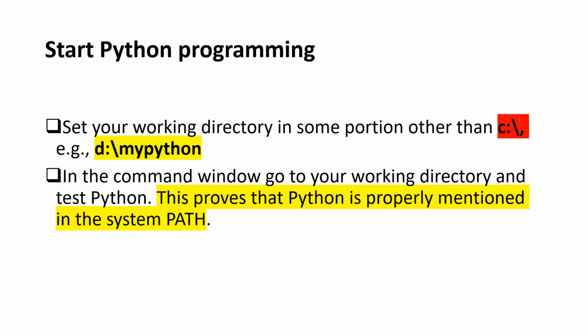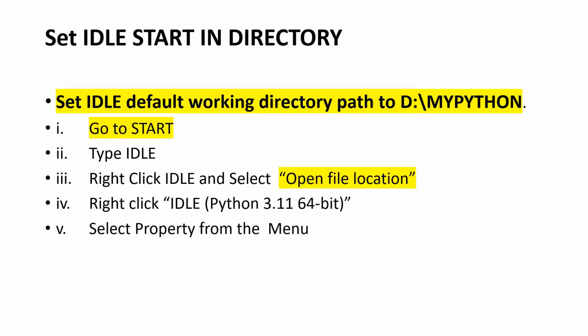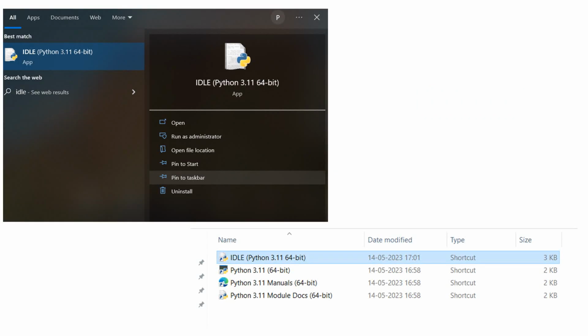Now you can start Python programming, but before that you have to set IDLE for your home directory. That can be done by going to Start. There you can write IDLE. This will invoke this screen. There you can right click IDLE Python, and then you will get a pop-up menu stating Open file location.